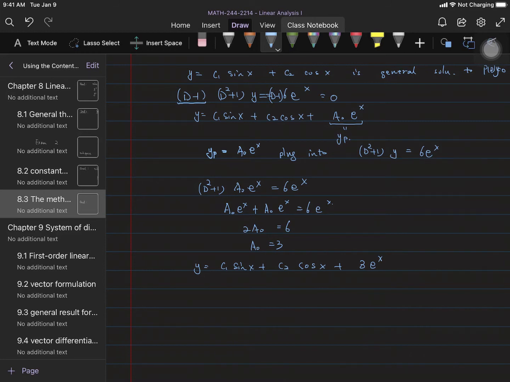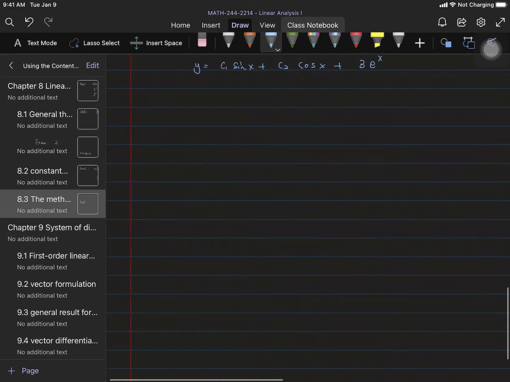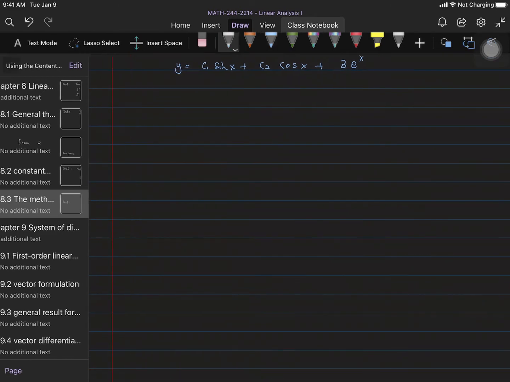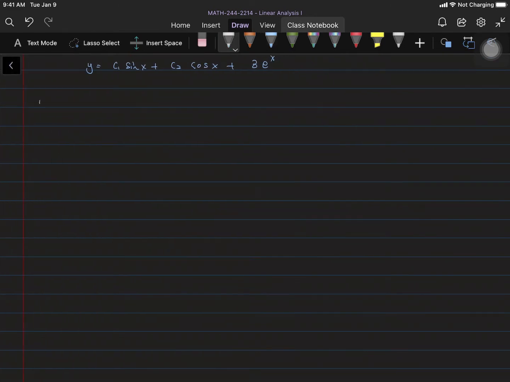Okay. So here we did one example, one exercise. Now I'm going to give you the definition. Okay, definition. It's called the method of undetermined coefficients. Undetermined just means find the a naught.